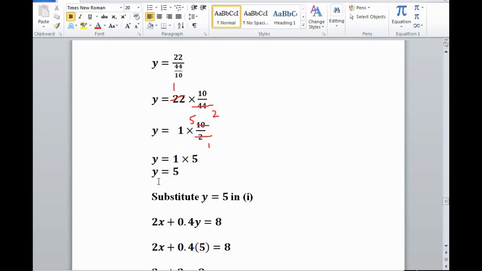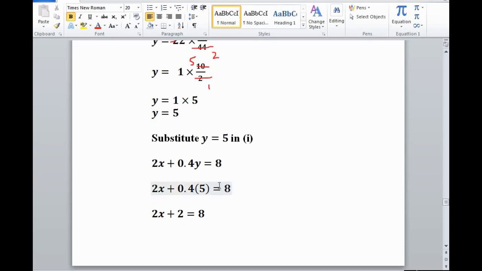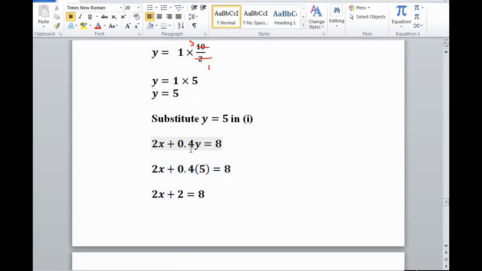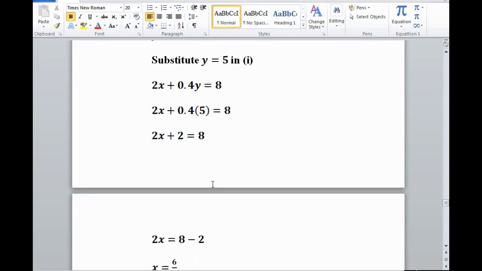To find x, let's substitute y equals 5 in equation 1. So first I'm going to write equation 1, which is 2x plus 0.4y equals 8. And now I'm going to substitute y equals 5 in this equation. So this equation becomes 2x plus 0.4 into 5 equals 8. Next step is to take the product of 0.4 and 5. So the product is 2. So we get 2x plus 2 equals 8.